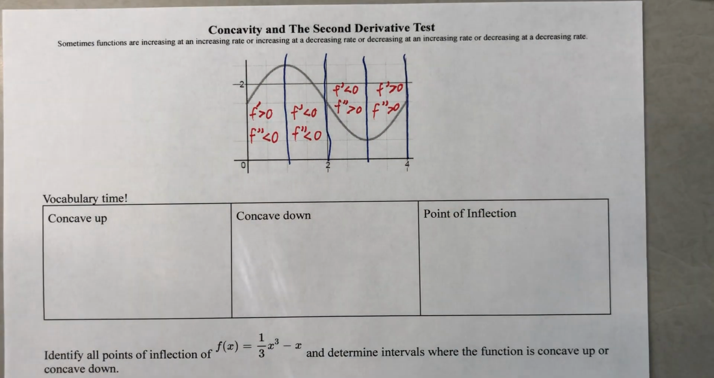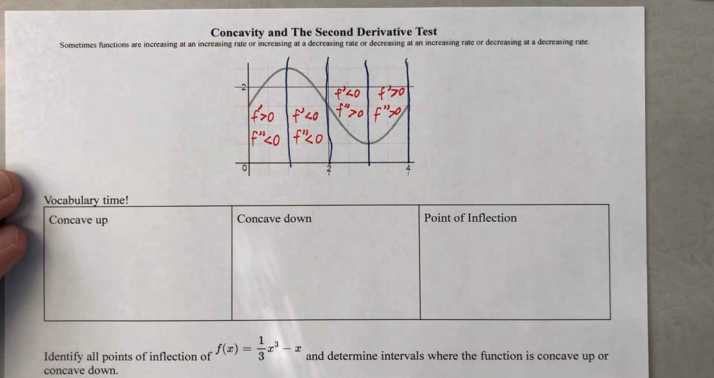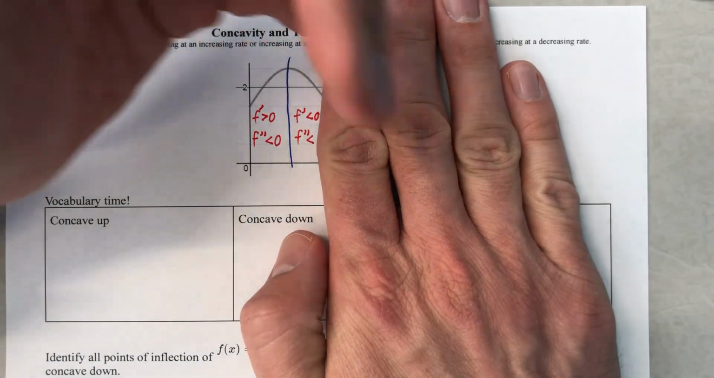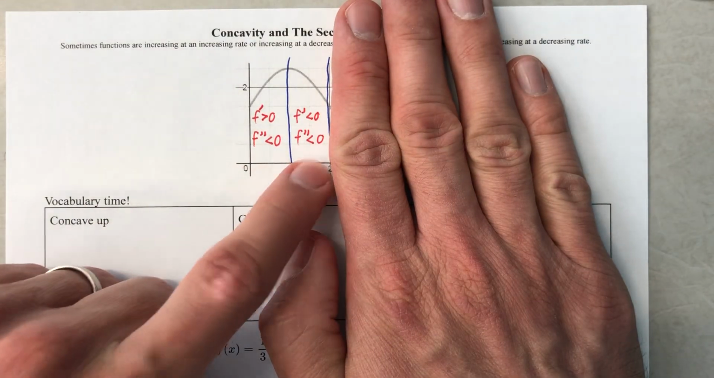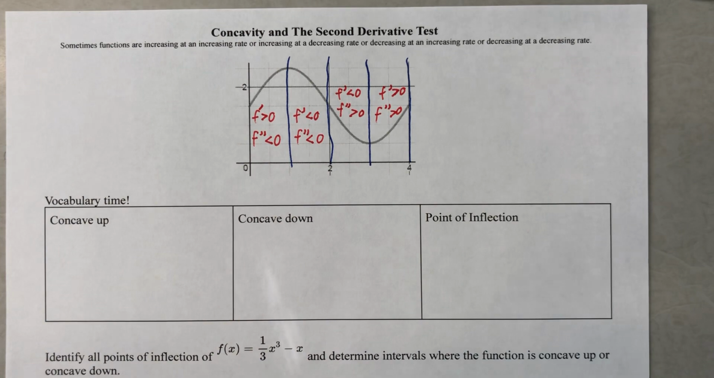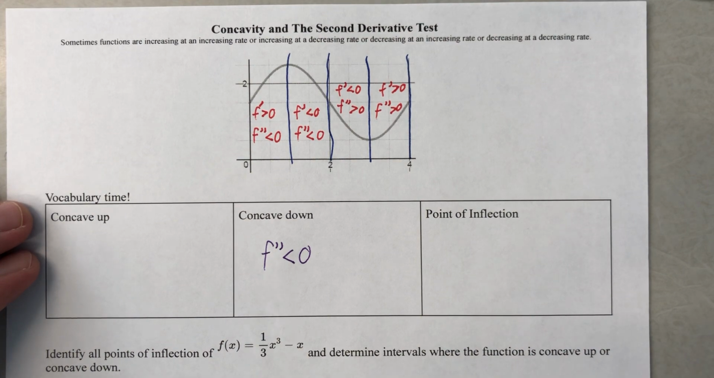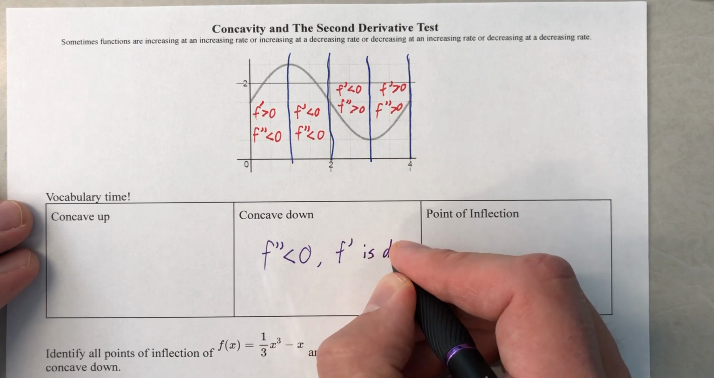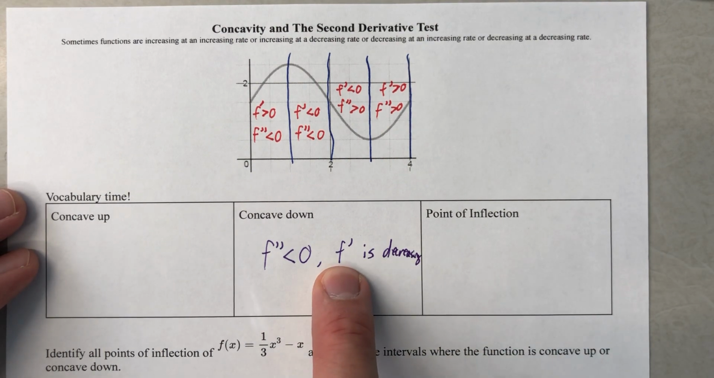Okay? All right, vocabulary time. Concave up, concave down, point of inflection. Here we go. A cave is a cave. You know what a cave is, I think. Notice how this is opening downward. Notice the second derivatives are negative. So concave down is where the second derivative is negative. If you want to get technical, you could say that the first derivative is decreasing. That actually speaks to the rate of the rate.